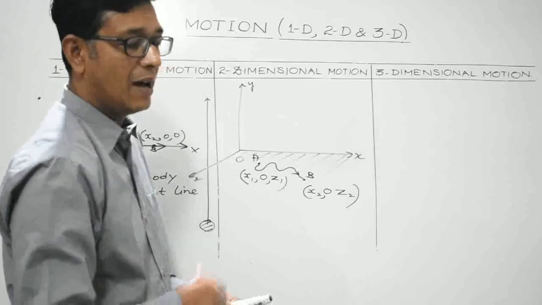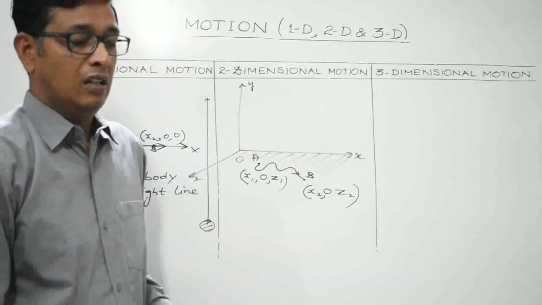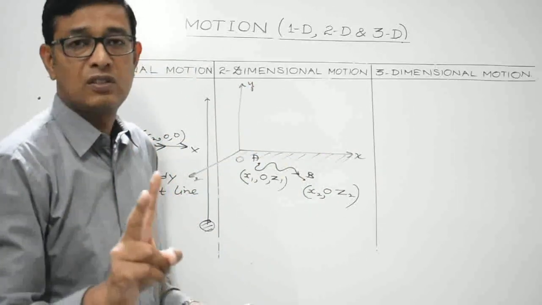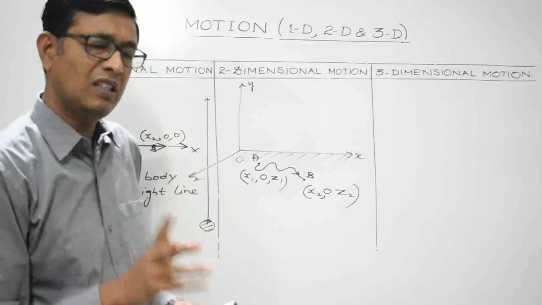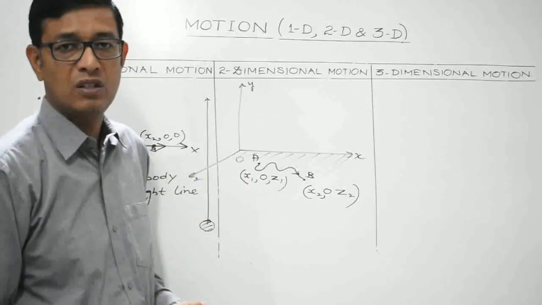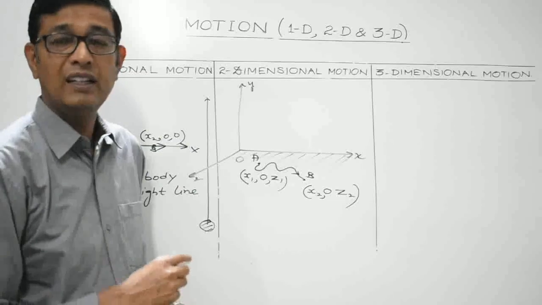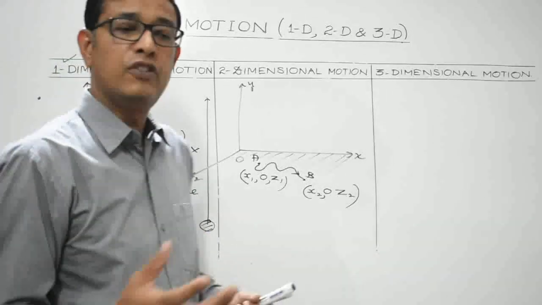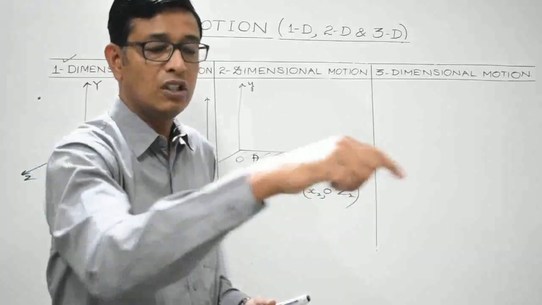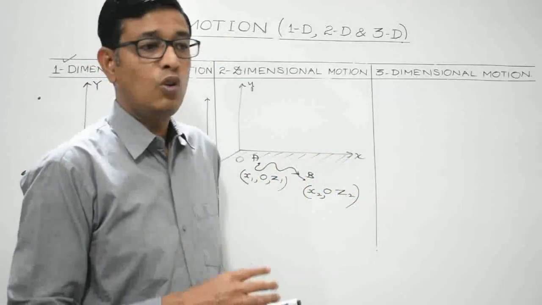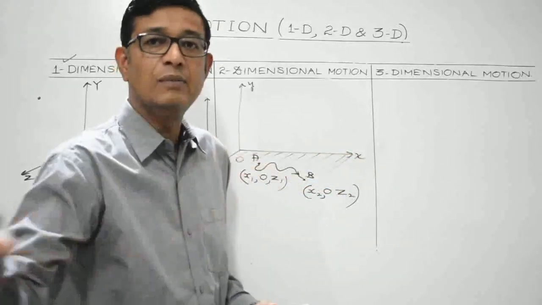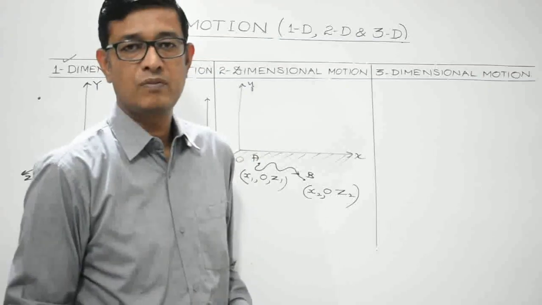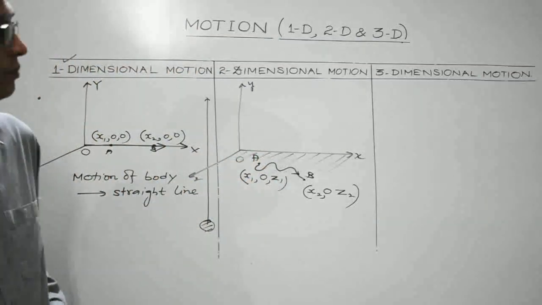So whenever it happens that during the motion of a body, 2 coordinates change with the passage of time, then that motion must be two-dimensional motion. I've given an example, an insect crawling on the floor of a room, or the motion of a billiards ball on a billiards table, or the motion of a coin on a carom board. That may be termed as two-dimensional motion. I hope it's absolutely clear. Okay.